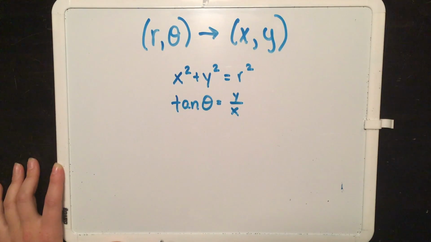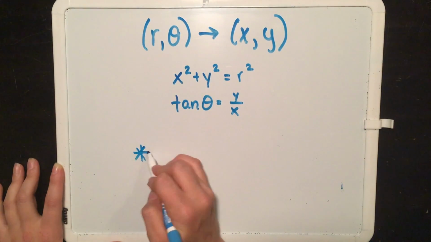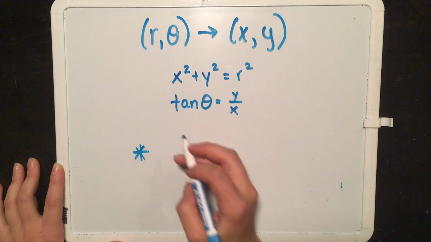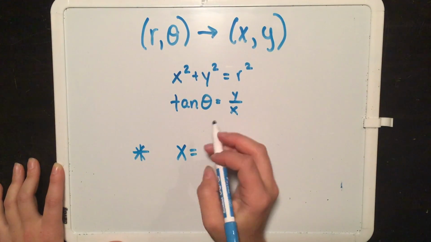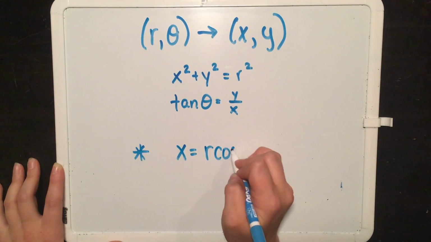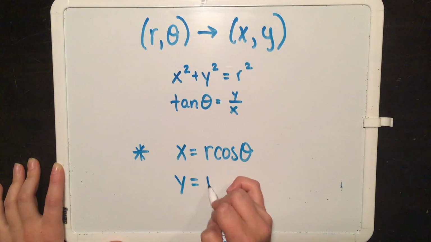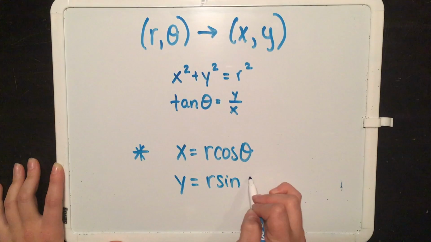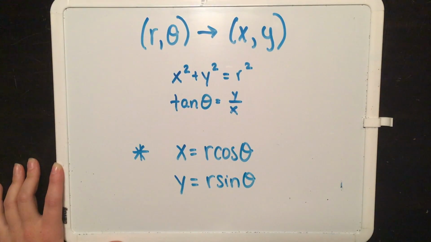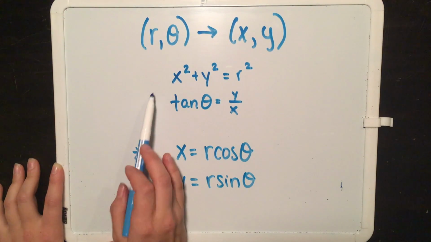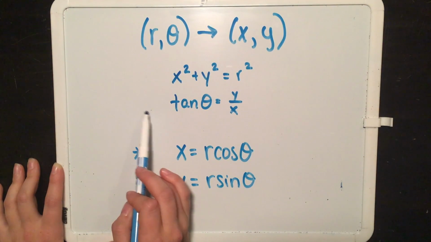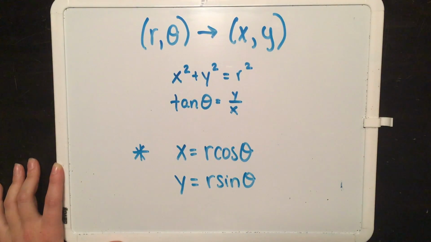So the formulas that we're going to use for this conversion: x equals r cosine theta, y equals r sine theta. And on your own, you can use these two formulas and plug them into the other two formulas in order to verify their accuracy.